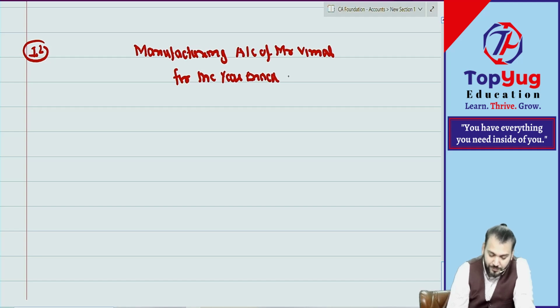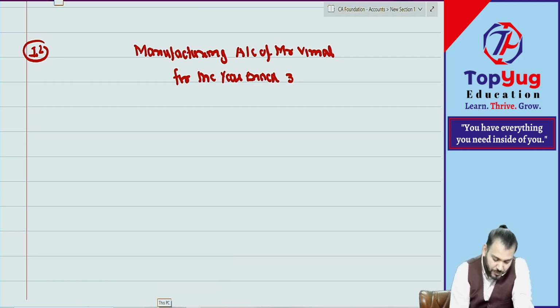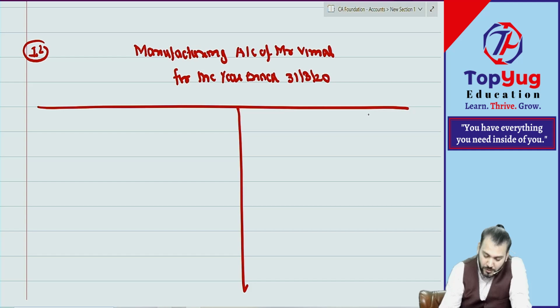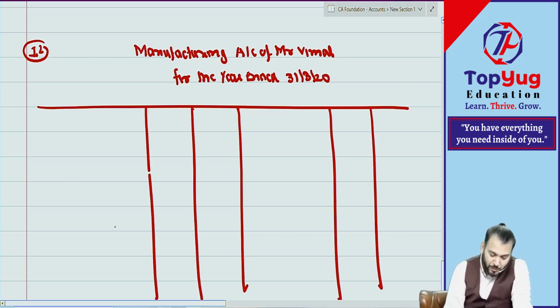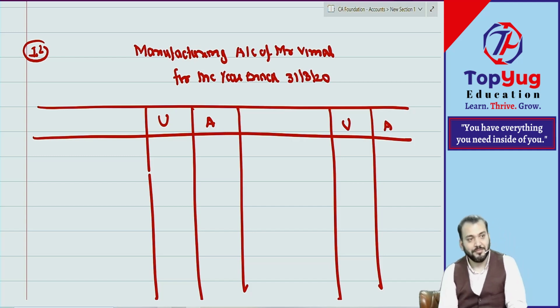For the year ended 31st March 2020, what have they said? How many columns? Two columns. One will be what? Unit. Second will be what? Write down properly. Correct.